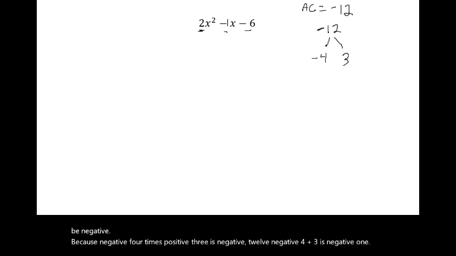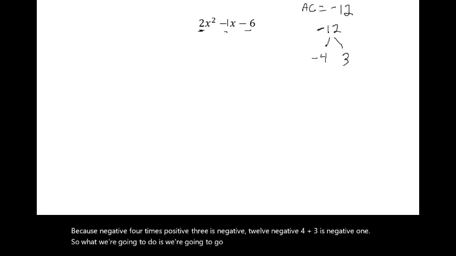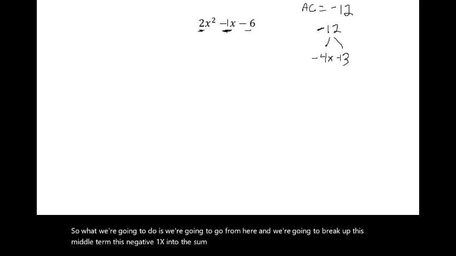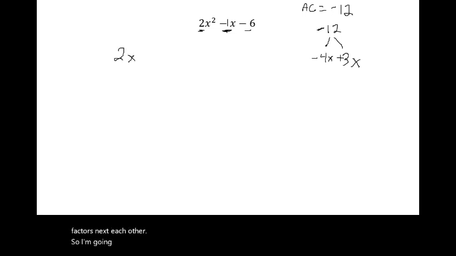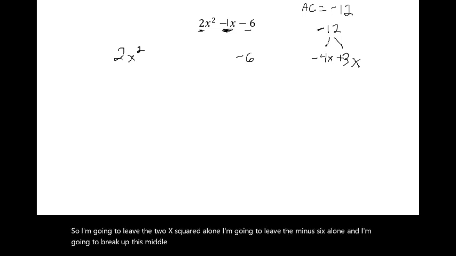So from here we're going to break up this middle term, this -1x, into the sum of -4x and +3x, keeping in mind that we need to factor by grouping, so we need to make sure that we put terms with common factors next to each other. So I'm going to leave the 2x squared alone, and I'm going to leave the -6 alone, and I'm going to break up this middle term, -1x, into the sum of -4x and +3x. So which of these 2 terms should really go next to 2x squared?